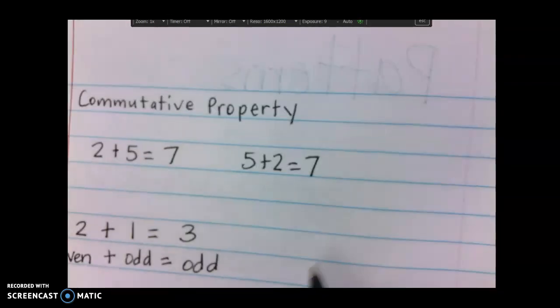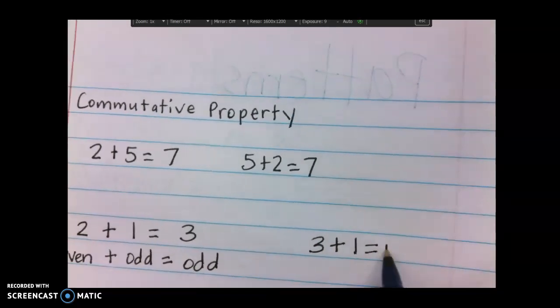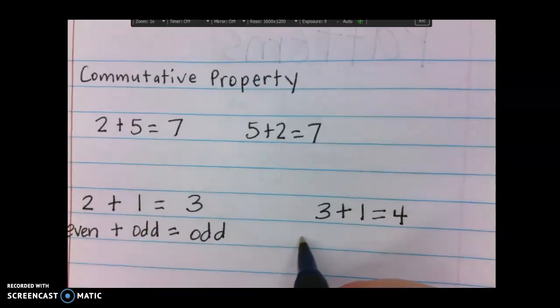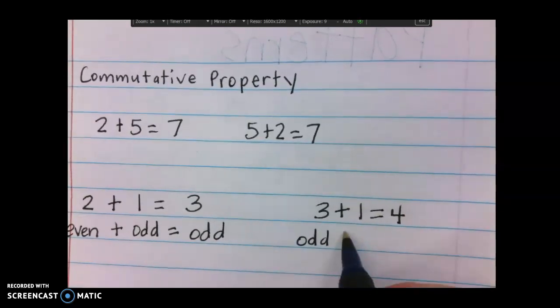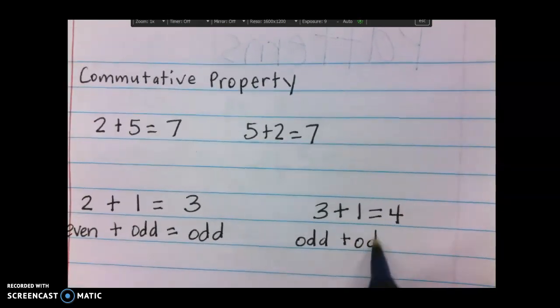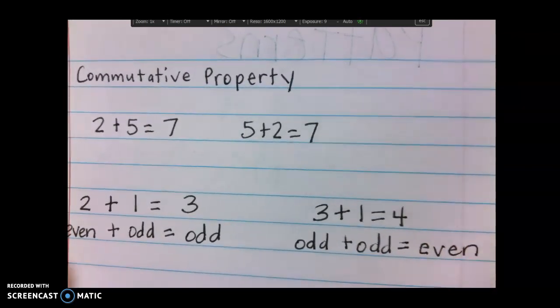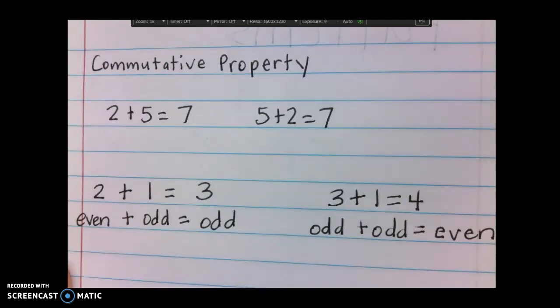Okay? Now let's look at this one. We did 3 plus 1, and we said that equals 4. So here we have 3, which is odd. If you're not writing this in your book of math, I want you to go ahead and do that. And 1 is odd. And this gives me an even number. I'm going to pause just for a second so you can catch up if you have not written that down. So an even number plus an odd number equals an odd number. And an odd plus an odd equals an even.